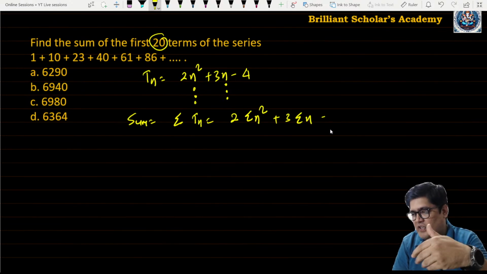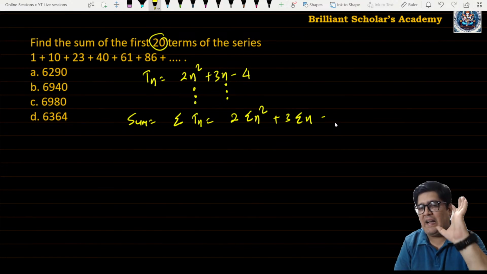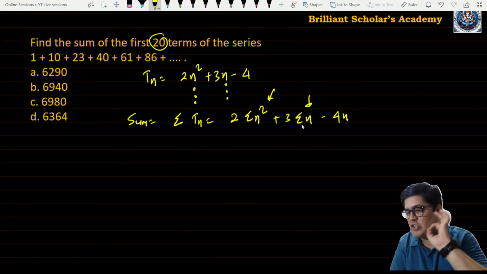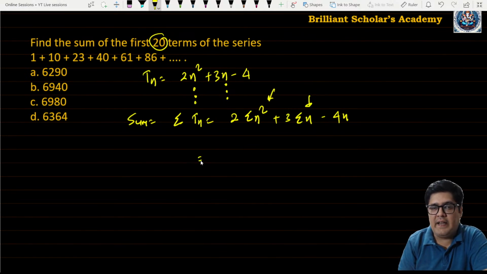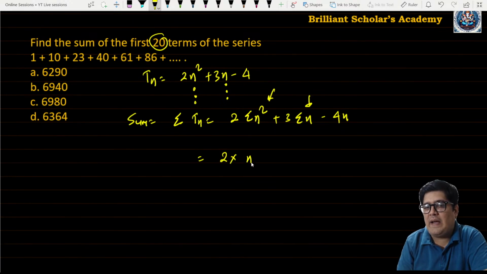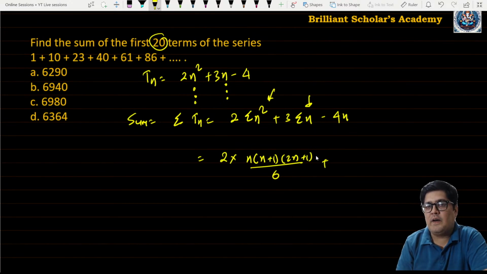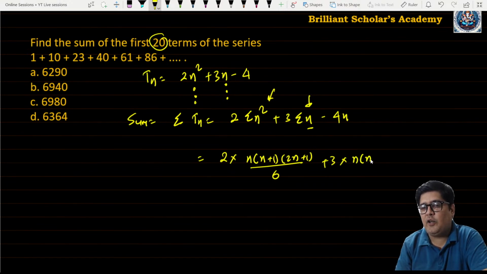And then 4 is a constant, minus 4, minus 4, minus 4, n times. So 4n. So this is the method of finding summation. Summation means addition. Again, these are general terms. 2 into, what is this? Summation of squares. So n into n plus 1, 2n plus 1 divided by 6. That is the addition of squares. What is this? 3 into, what is this? Natural numbers. n into n plus 1 by 2. And this is basically minus 4.